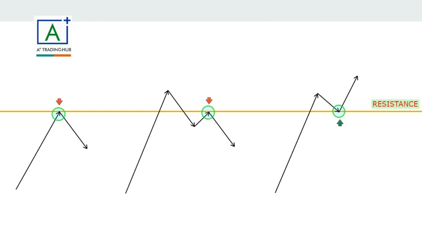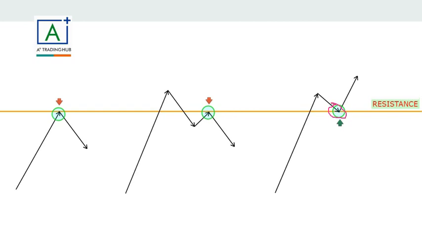So the third scenario also is price breaking the resistance and continuing the uptrend. Price may come up, close above resistance, retest the resistance and continue trending higher. So once you see this kind of scenario, you don't need to sell again, because price has broken your resistance. By price retesting this resistance again, it has confirmed that price has successfully broken the resistance.